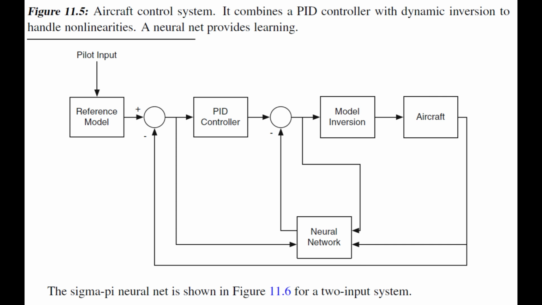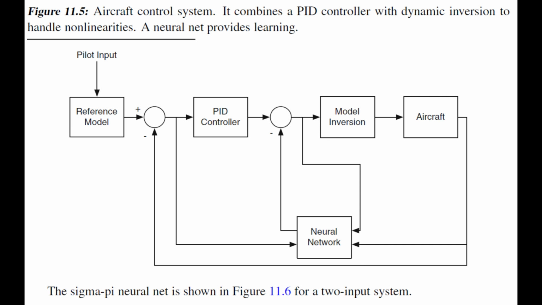Model inversion. This block mathematically inverts the equations that describe how the aircraft moves. This means it takes the desired control signal, elevator movement, etc., and calculates what the pilot input should be to achieve that control signal. Aircraft. This represents the actual airplane, which responds to the control signals sent by the control system.